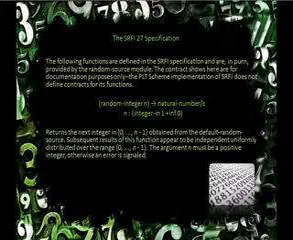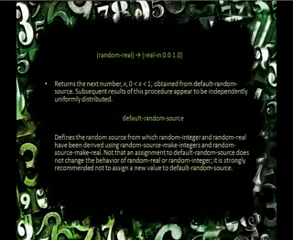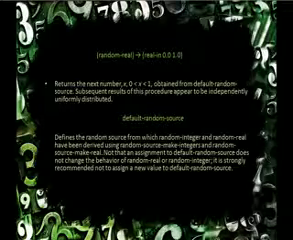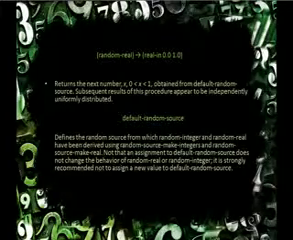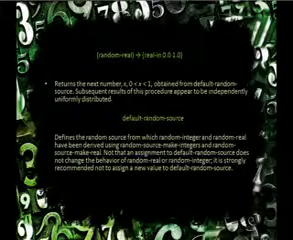Returns the next number x, where x is greater than 0 and less than 1, obtained from the default random source. Subsequent results of this procedure appear to be independently uniformly distributed.